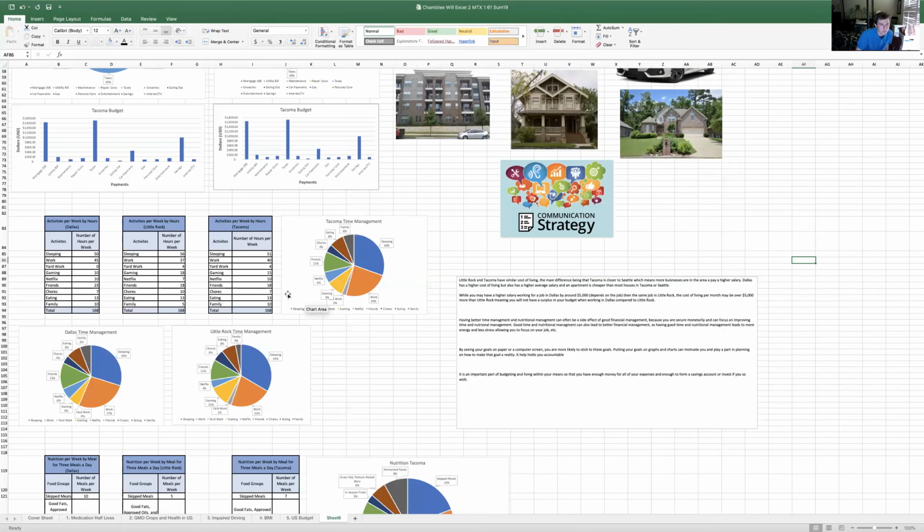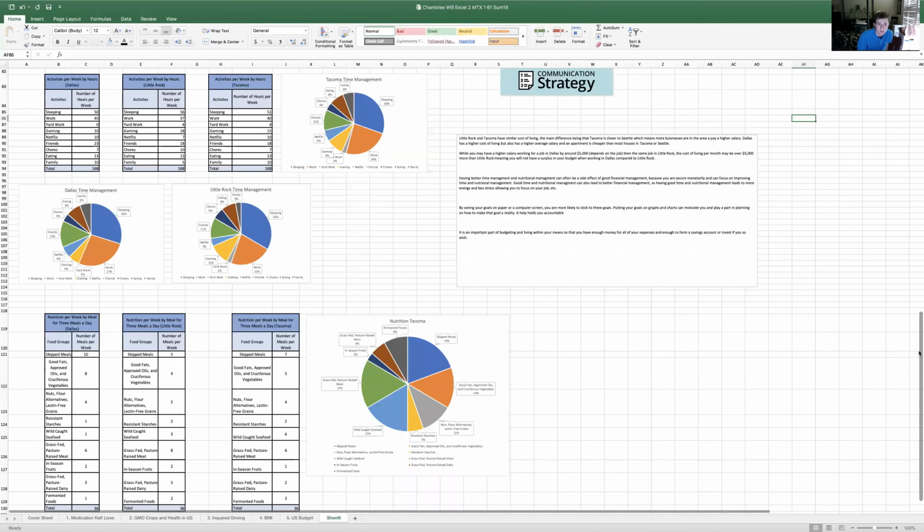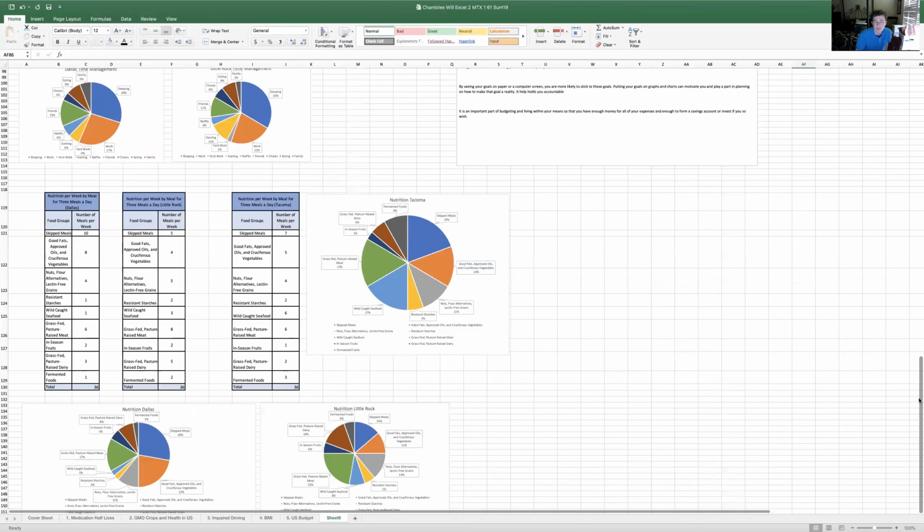Family, friends, eating stays the same because you got to eat. Here are some charts. The big differences were sleeping and work: 27% at Dallas, 24% at Tacoma, 22% in Little Rock. Friends, 13%, well, only 11% here. Gaming in Dallas, I have less time for gaming because I'm working more, so only 10 hours, while there's 18 in Little Rock or 15 in Tacoma. So depending on where I live and how much I'm working, I have more time to do stuff.